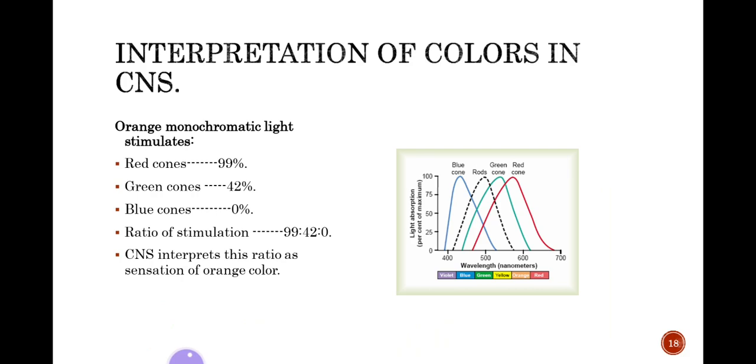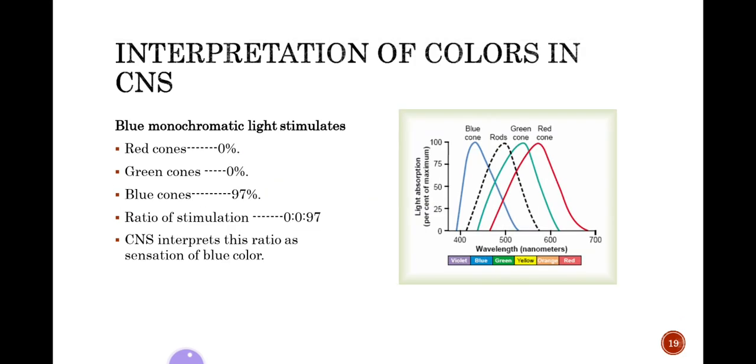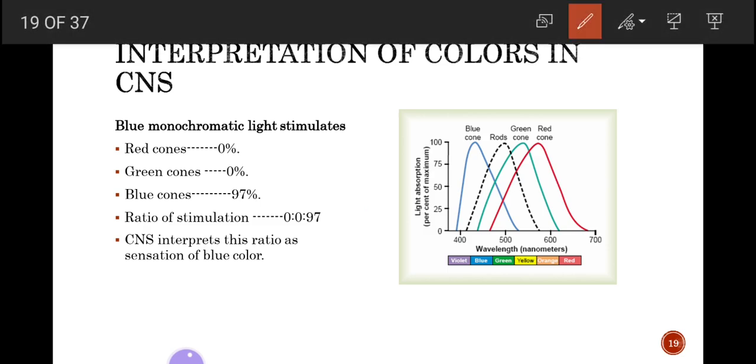For example, orange monochromatic light stimulates red cones 99%, green cones 42% and blue 0. So we have the ratio of 99, 42, 0, and the CNS will interpret this ratio as the sensation of orange color. Likewise, how does blue color stimulate? It stimulates red cones 0% and green cones 0% and blue 97%. So the ratio of 0, 0, 97, and the CNS will interpret this ratio as the sensation of blue color, in the order red, green and blue.